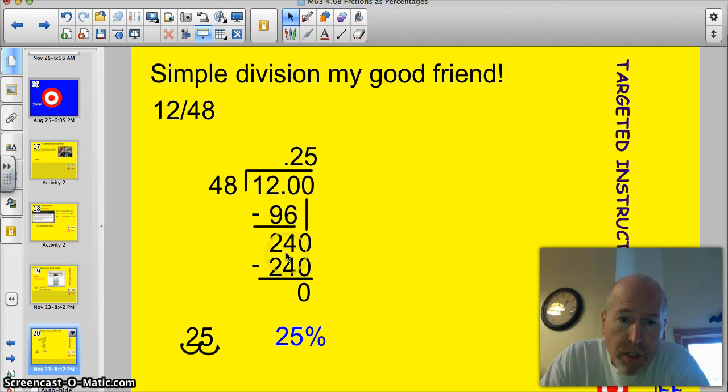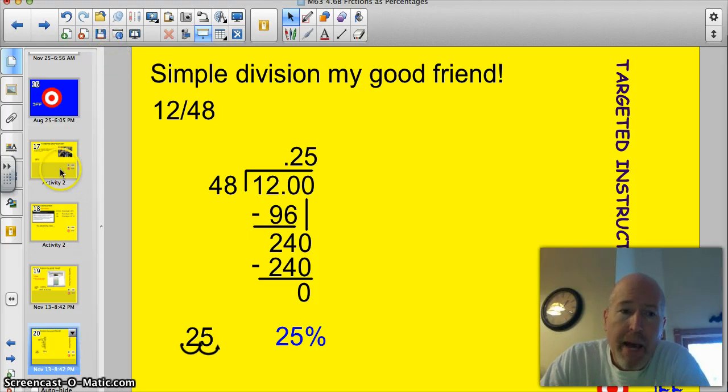Does 48 go into 24? No, it doesn't. Bring down a 0. Does 48 go into 240? Yes, it does. It goes in there 5 times, leaving us with 0.25. Don't forget to move the decimal. 0.25 is right over here. You'll see I moved it 2 spots for an even answer of 25%.